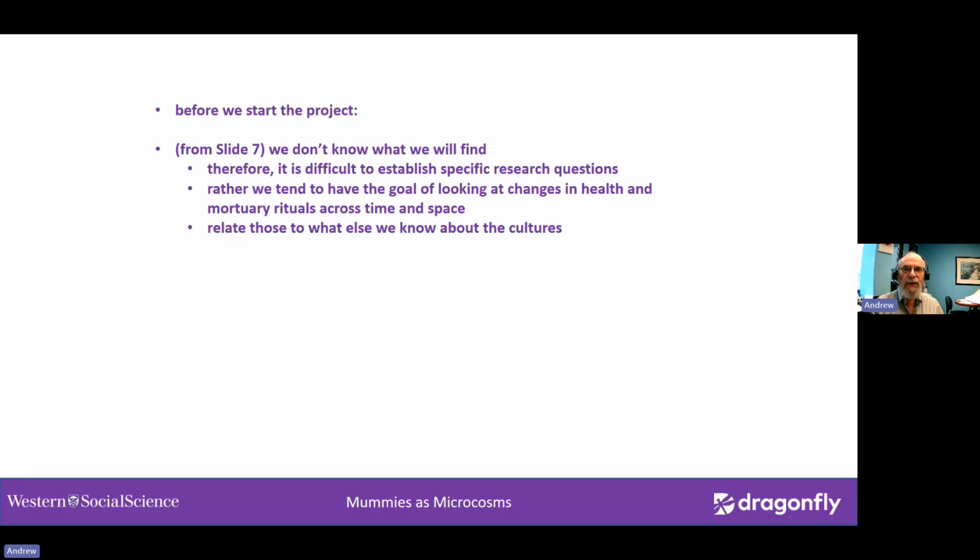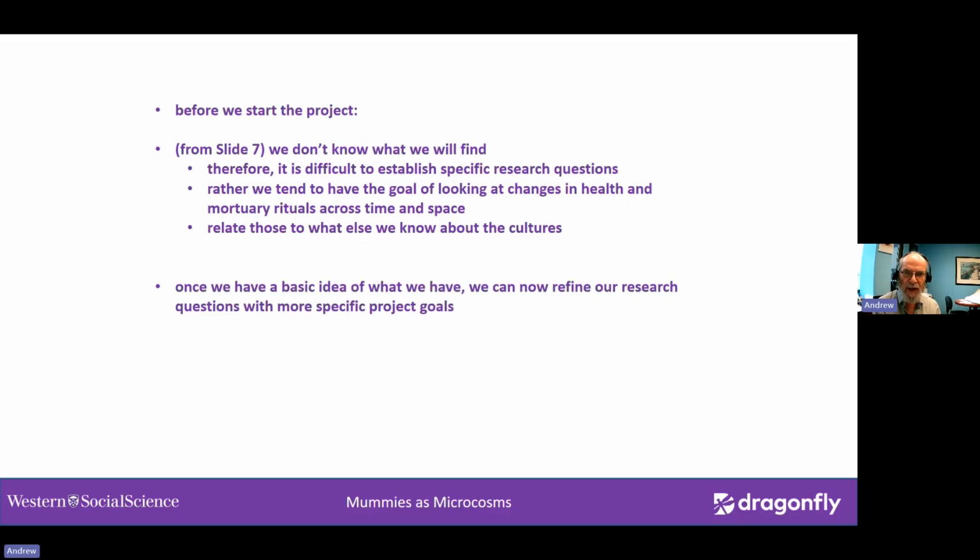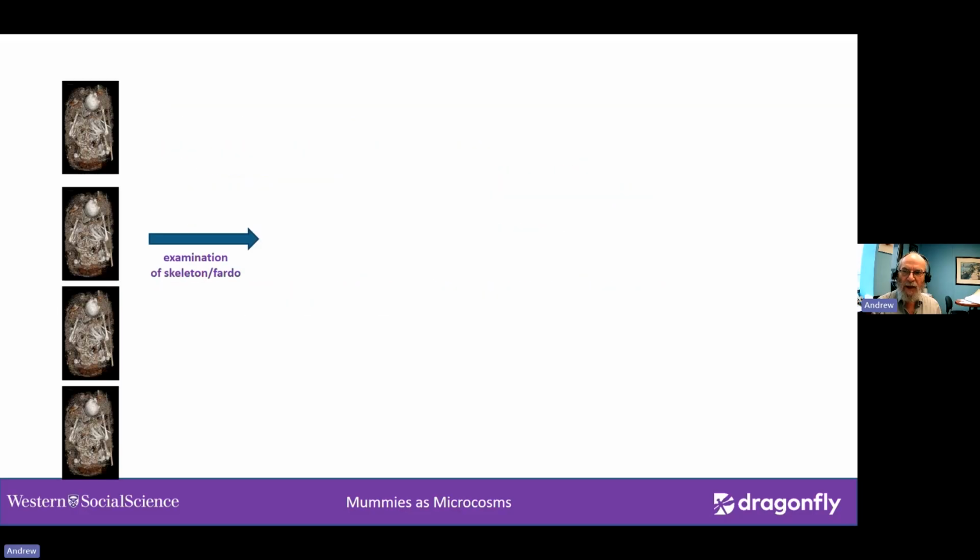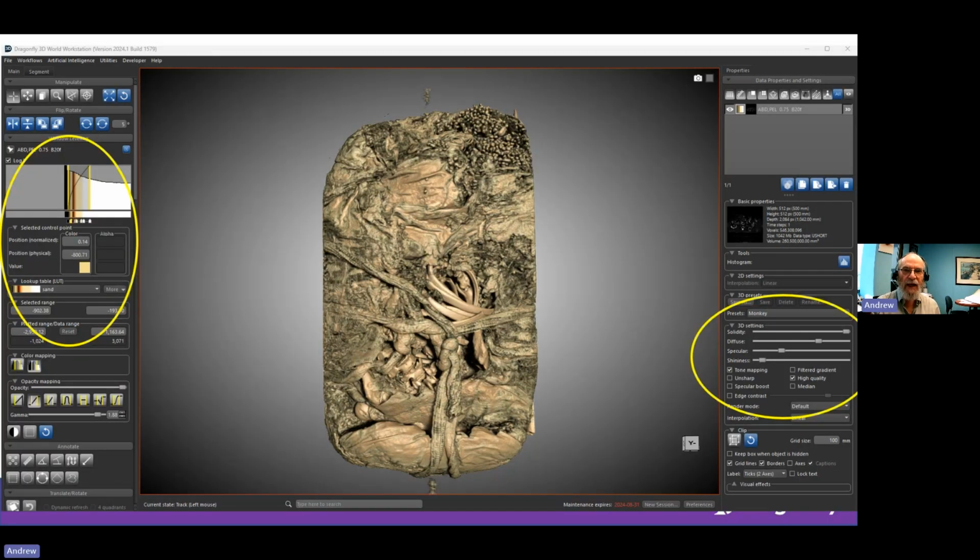So before we start the project, again, it's difficult to really be sure of research questions when we begin, but we've got these general ideas of looking at health, looking at mortuary rituals, and looking at change over time and across space. And so then we can come down to specific research questions and develop a specific workflow once we've got the CT scans back in the lab. So the first thing we want to do is just visualize the CT data. And so here's one of these bundles, the CT scan brought up in Dragonfly.